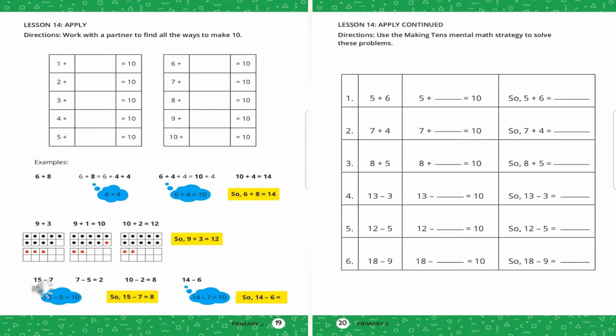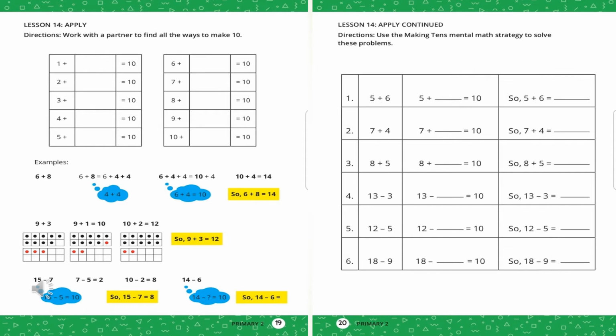Let's practice together with our math book. Here we have 1 plus what equal 10? If you memorize the chart very well, you will know it easily. 1 plus 9 equal 10. 2 plus 8 equal 10. 3 plus 7 equal 10, and so on.